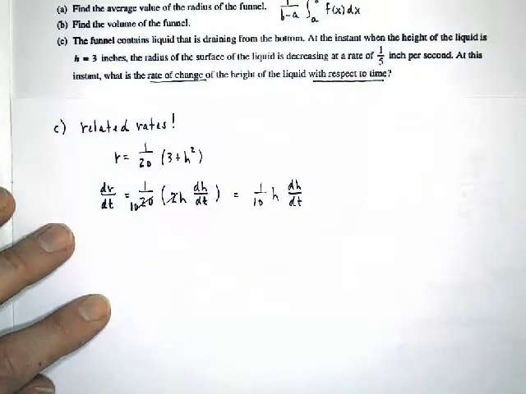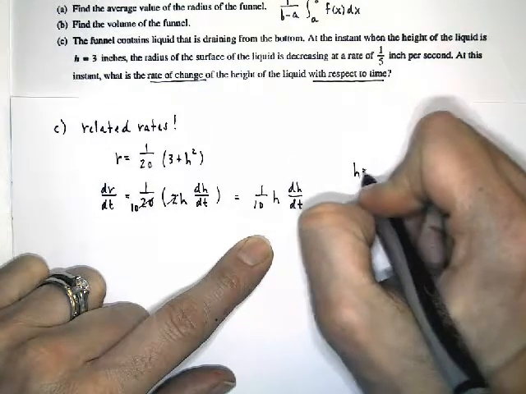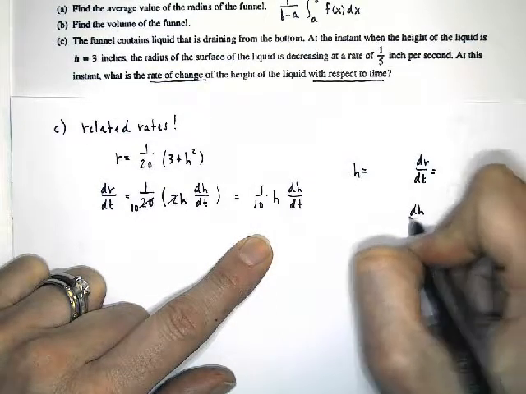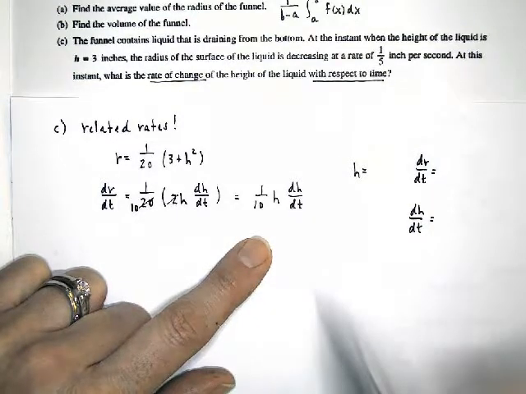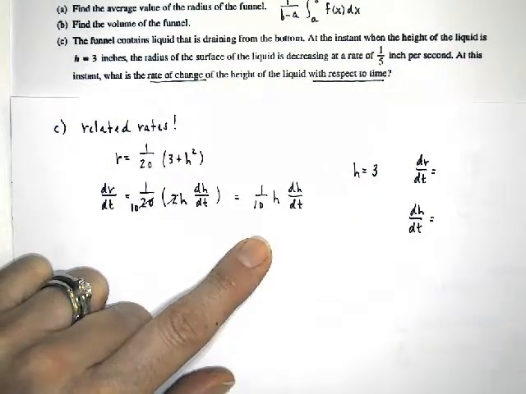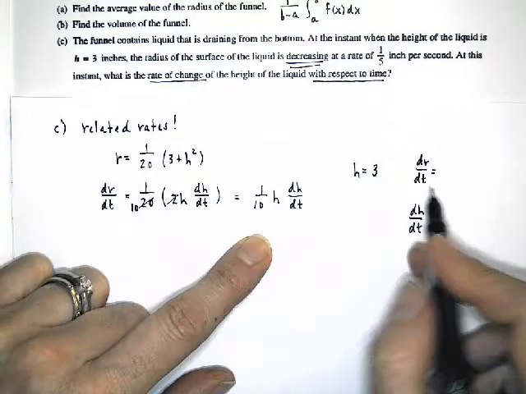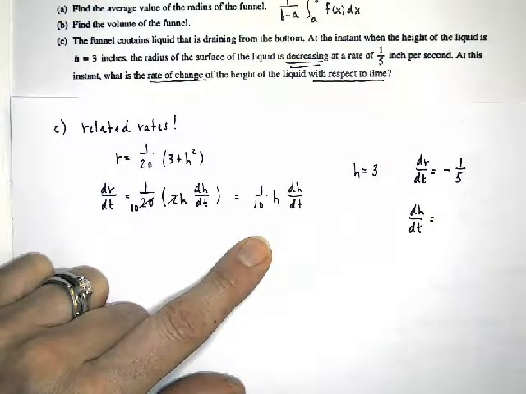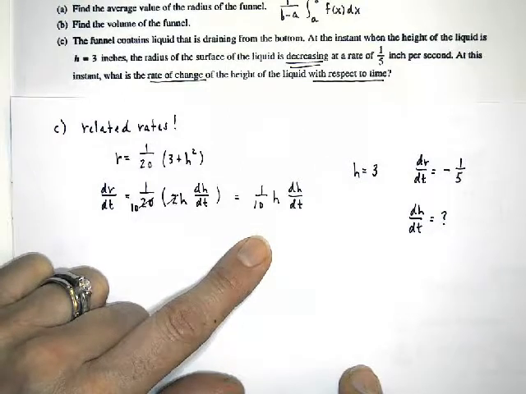So now we just need to look and see what we know. It looks like I have a dr dt. I need to know an h. I've got a dr dt. And I've got dh dt. So let's see what we know and what we have to find out. So my problem is telling me at the instant when the height is 3 inches, so that's going to go there. It says the radius of the surface of the liquid is decreasing. That means my dr dt has to be negative 1 over 5. And since they're asking for the rate of change of the height, our dh dt is unknown.